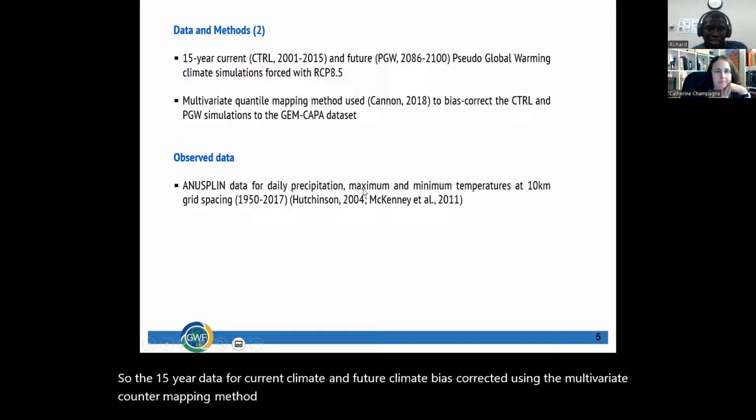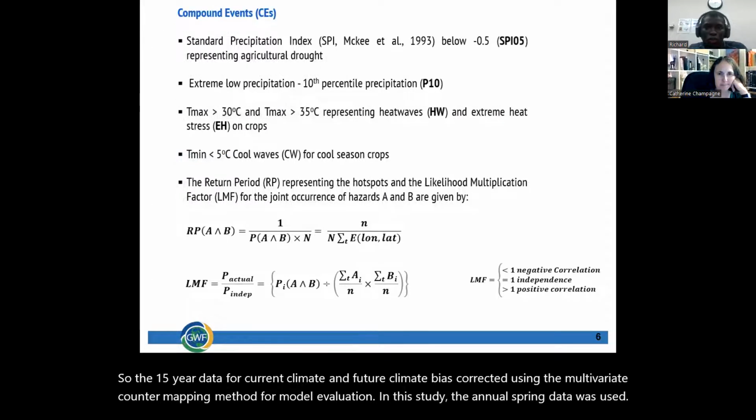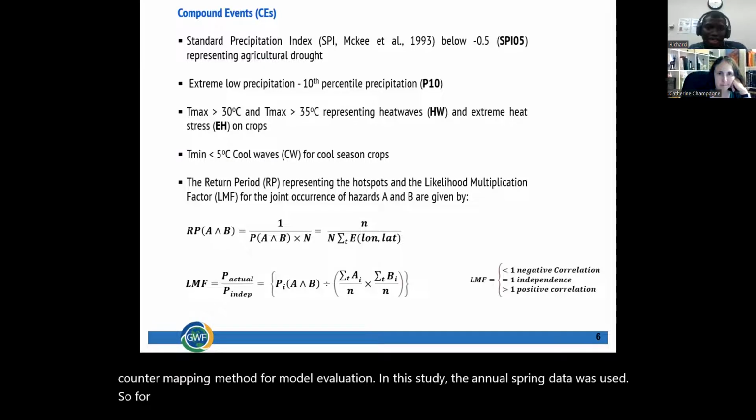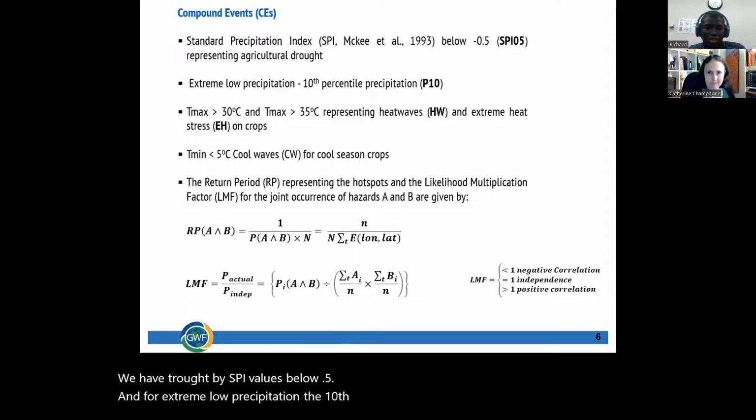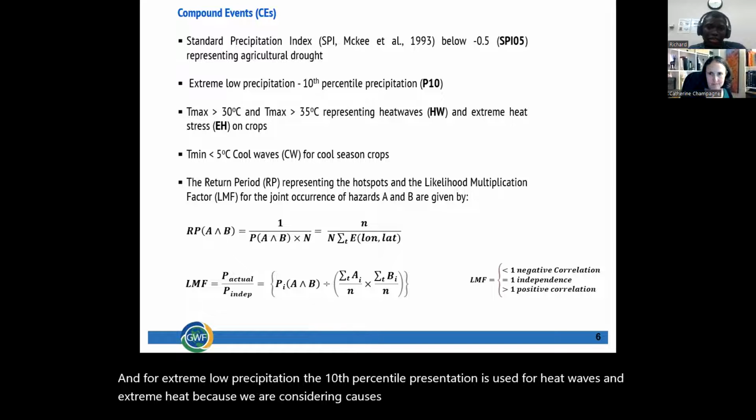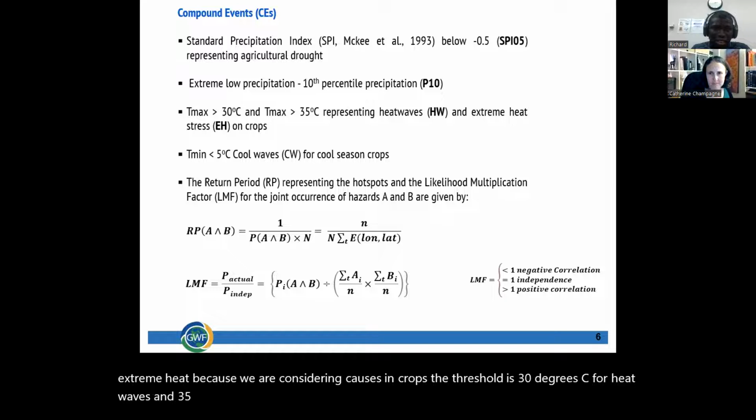For model evaluation in this study, the annual spring data was used. So for the different climate hazards considered in this study, we have drought represented by SPI values below 0.5. And for extreme low precipitation, the 10th percentile precipitation is used. For heat waves and extreme heat, because we are considering co-season crops, the threshold is 30 degrees C for heat waves and 35 degrees C for extreme heat.